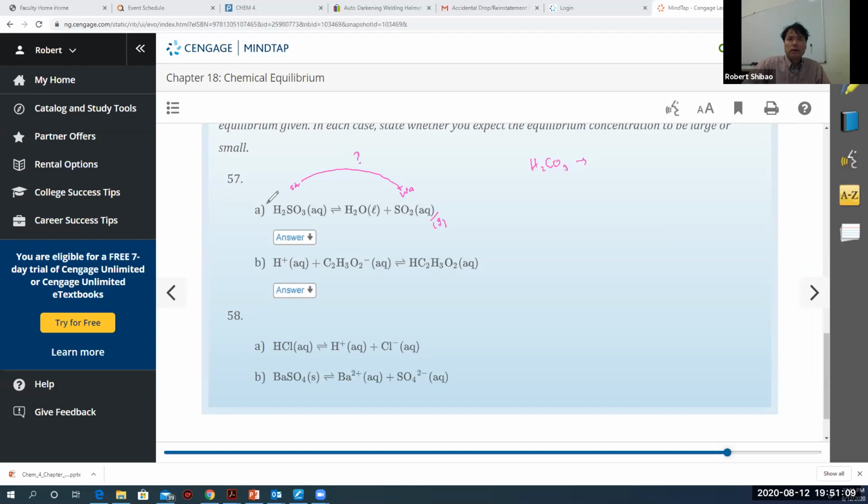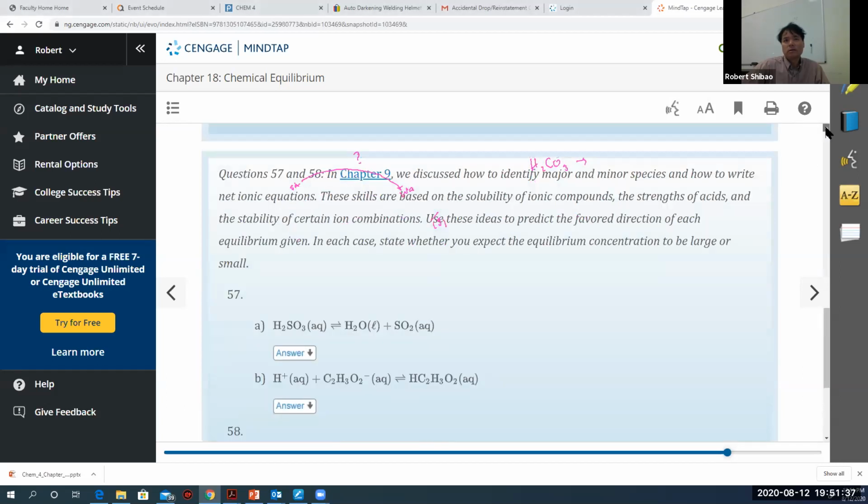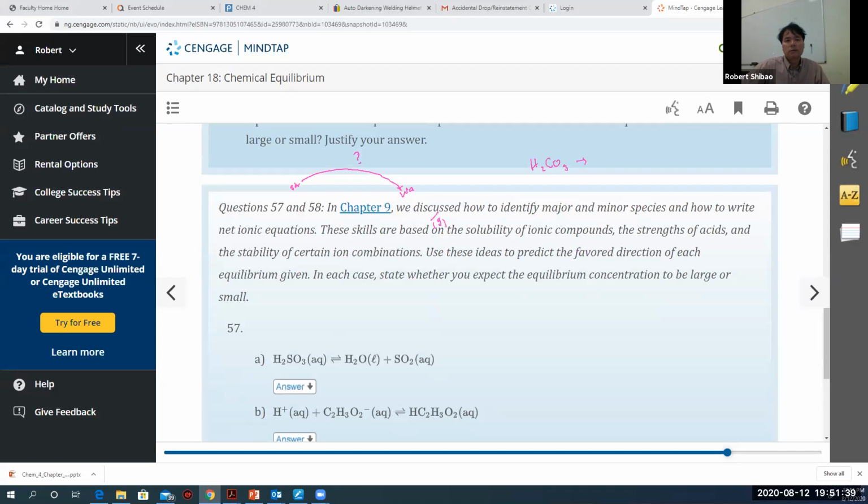And so anyway, for sure we could see we're going from a stronger electrolyte, although this is a weak electrolyte, to a weaker electrolyte. These are non-electrolytes. And so this is going to be favored in the forward direction. Although in the context of this question, it might be tricky because you have to make that connection. And when you read the question itself, here, read the question.